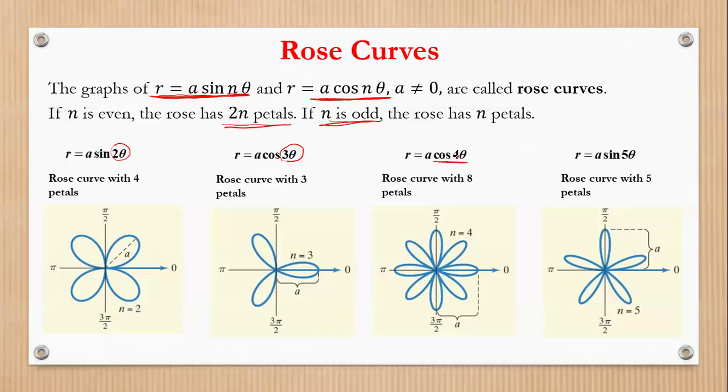Cosine of 4 theta, 4 is an even number, so I expect to get 2 times 4 petals, which is 8 petals. And you can see in the graph that we have 8 petals. Sine of 5 theta, 5 is an odd number, so I expect to get only 5 petals. And that's exactly 5 petals in the graph. And the length of each petal depends on the number that's in front of the sine and cosine. And you can see in this one, the length of each petal is a.